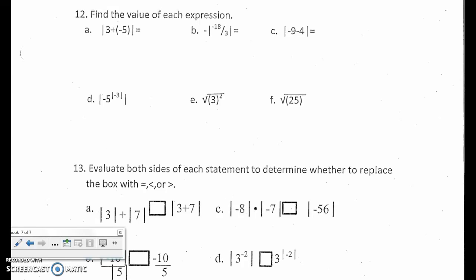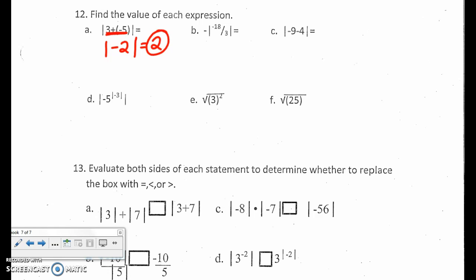Remember, absolute value is how far a number is from 0. So for the first one, I kind of treat absolute value like parentheses, where you want to do the stuff on the inside first and then do the absolute value. So 3 plus a negative 5, that's actually negative 2 inside there. And then how far away from 0 is negative 2? Well, negative 2 is 2 units away from 0, so my answer is just 2.